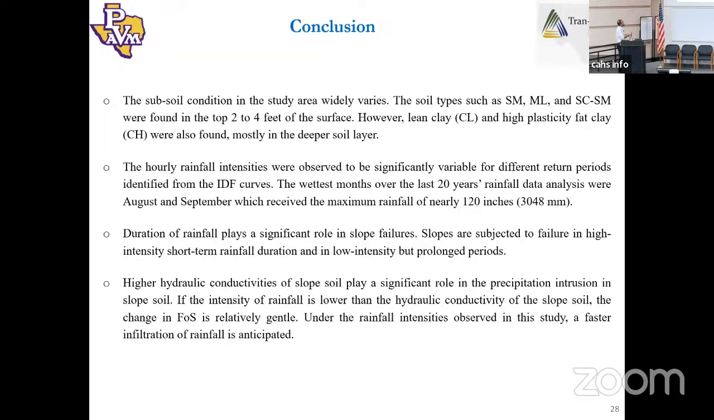So we saw that the subsoil condition of the study area widely varies, and we got different types of soil, but mostly CL and CH, which is low plasticity to high plasticity clay soil. That was one of the factors. And the hourly rainfall intensities were observed to be significantly variable for different return periods from the IDF. And we saw that high intensity and low duration, or low intensity and high duration, both cases cause significant problems to the slope. It depends on how long it will take for the slope to get to a factor of safety of 1 or close to 1.